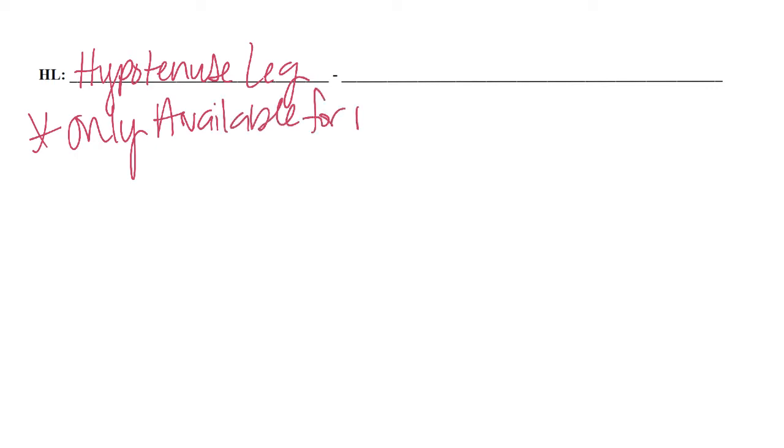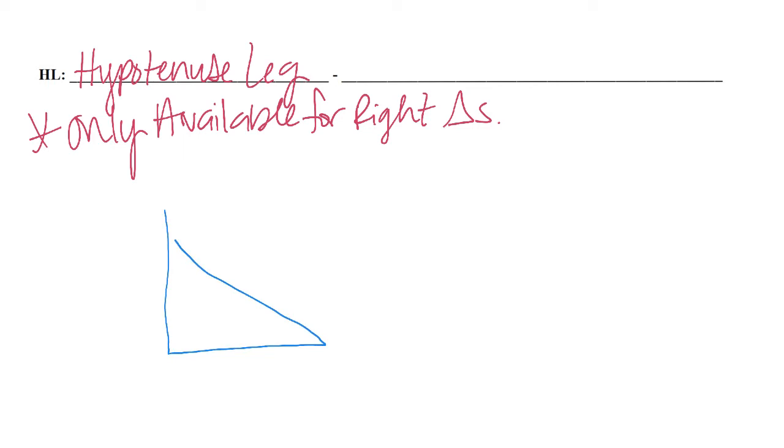You can only use it on right triangles, only available for right triangles. Now, that does not mean that every time you see a right triangle, you just say hypotenuse leg. No, no, no, don't do it. Okay, so hypotenuse leg, let me draw it out for you and then I'll write the definitions.